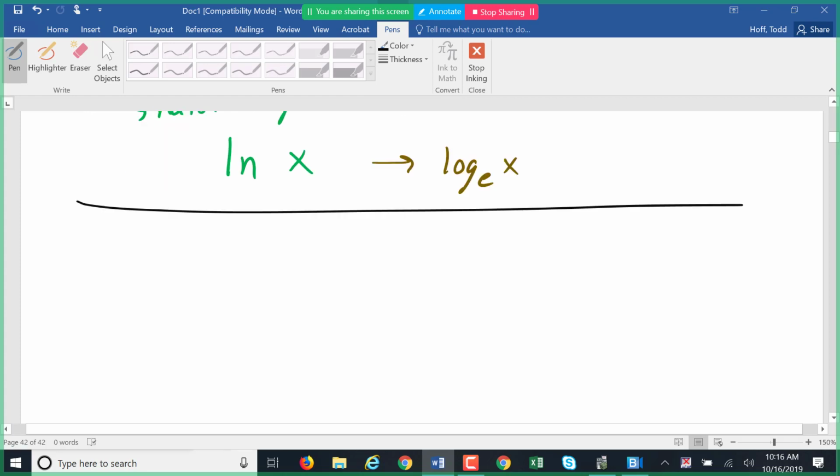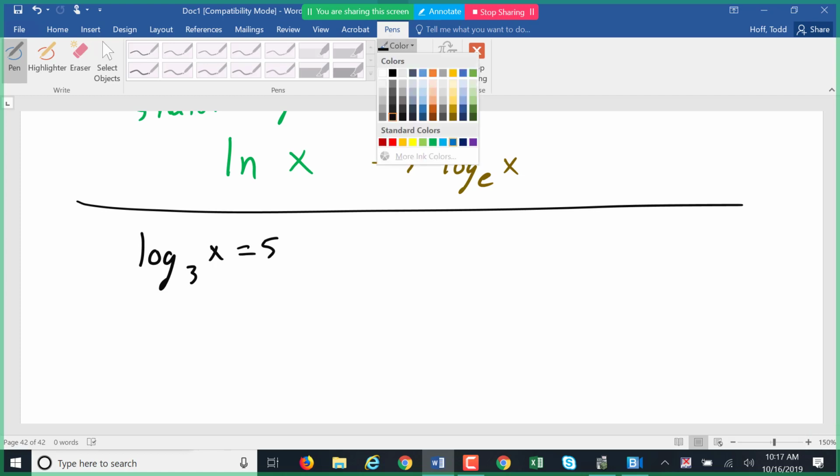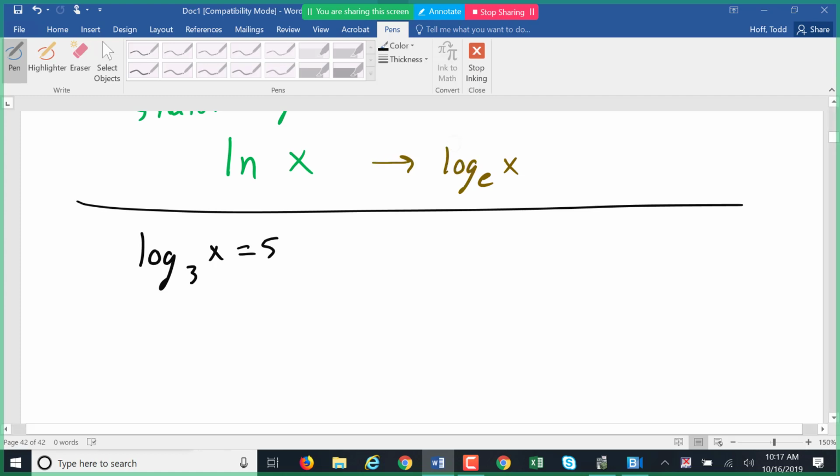So if I want to solve some simple logarithmic equations, log base 3 of x equals 5. Sometimes it's helpful, as we saw before, to change it to exponential. Sometimes it's just as helpful to leave it like this. This one, if I change it to its equivalent exponential, that's 3 to the 5th power equals x. And that's pretty simple. 3 to the 5th power is 243. So x is 243.